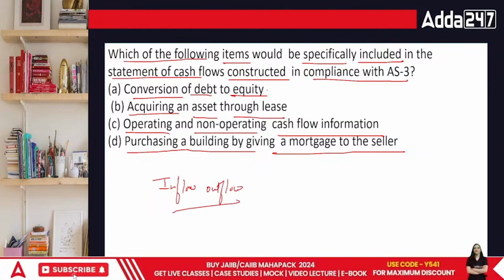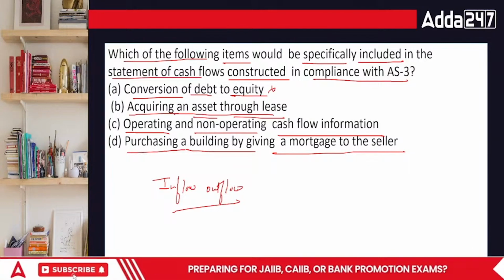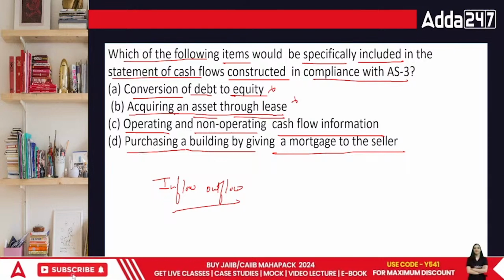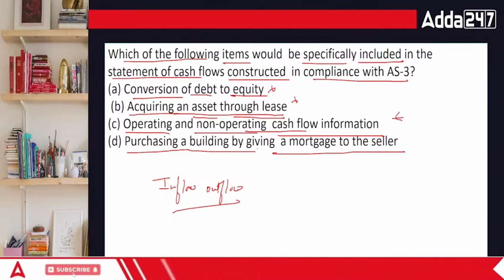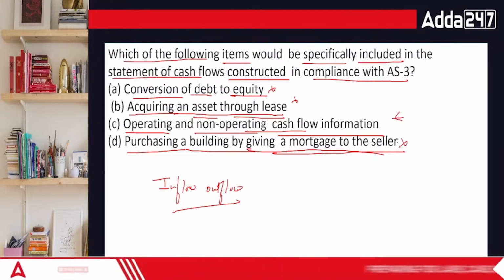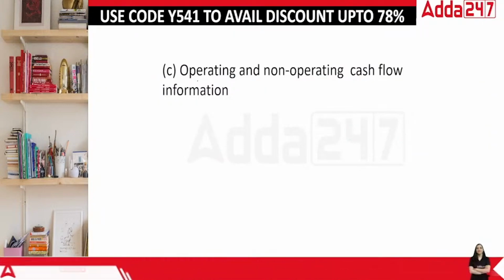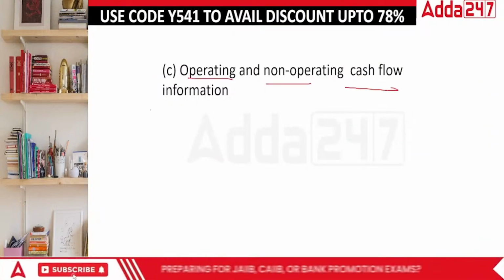Conversion of debt to equity is not part of input or output of cash. Acquiring an asset through lease, if you're not making a payment, is not relevant information. Operating and non-operating cash flow information, that can be the point. Purchasing a building by giving a mortgage to the seller, there is no movement of cash. There's only one point where there actually is a movement of cash: operating and non-operating cash flow information.